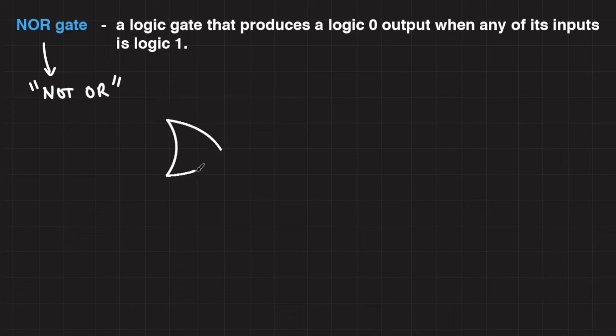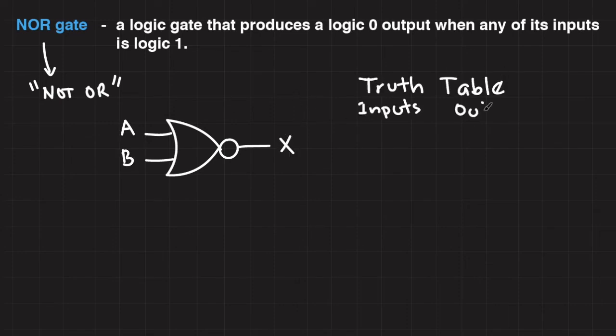This is the standard logic symbol for a NOR gate. Basically, it's an OR gate with a bubble on the output. And let's represent its inputs as A and B, and its output as X. Let's write down its truth table.